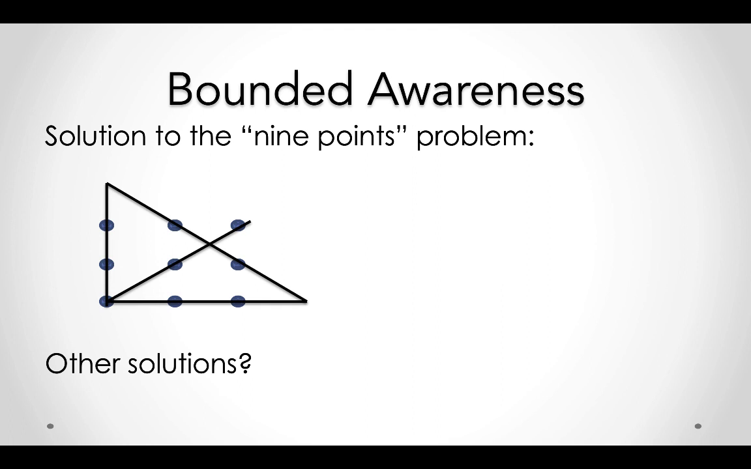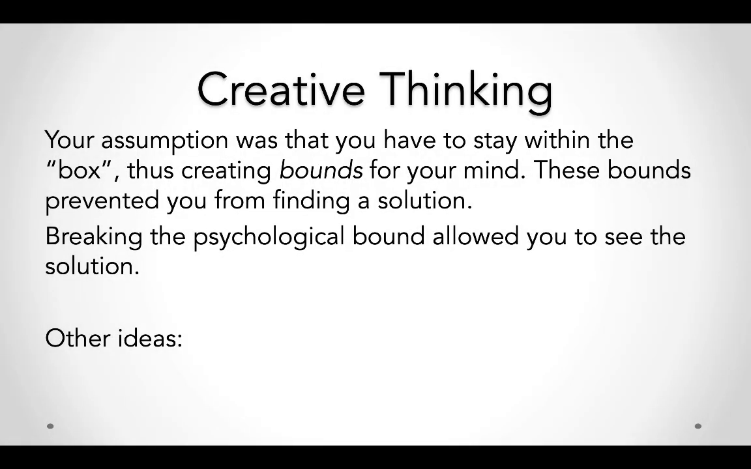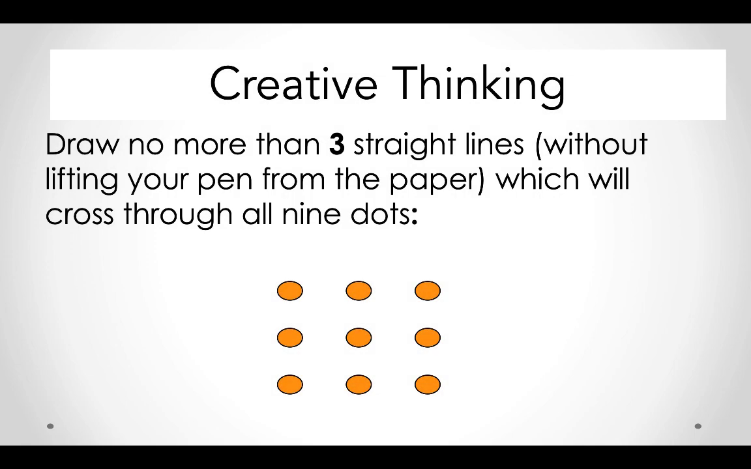What's stopping you from having another solution? The only thing that stops you is yourself. Let's see other solutions. You made an assumption that you have to stay within the box. The box could be the literal box made by the 9 points, or the bounds of your mind, right? Is it not feasible, technically correct, whatever boundaries you put on your mind. So let's see, can we break that bond?